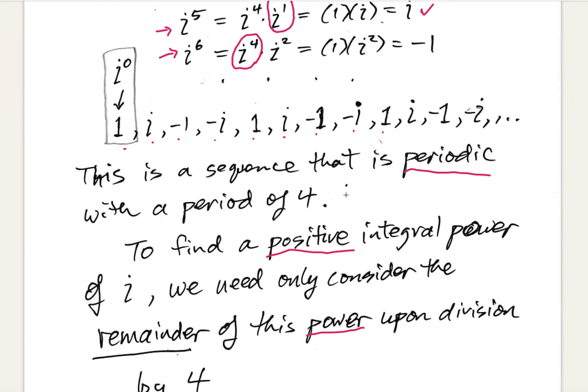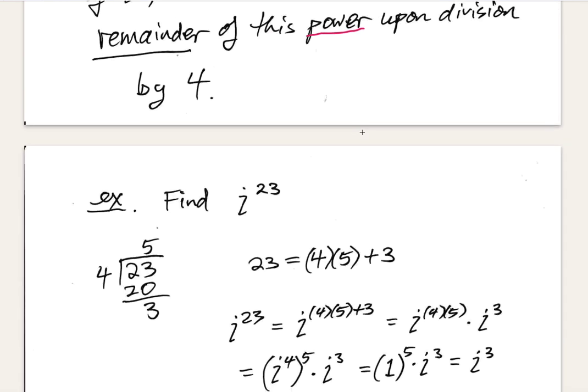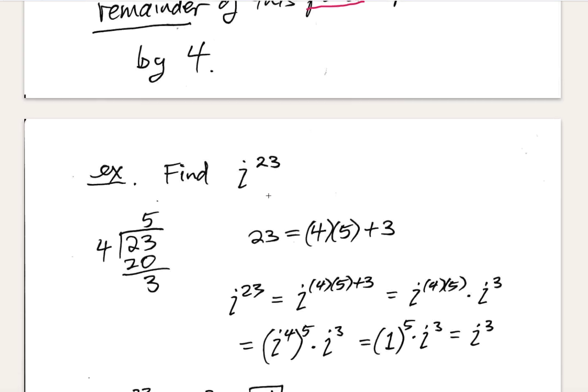All right, why? Well, that's because we have this periodic behavior in this sequence of powers of i. Okay, I'm going to show you formally why we're only going to be concerned about the remainder upon division by 4 for the power. Let's do this: i to the 23rd power.